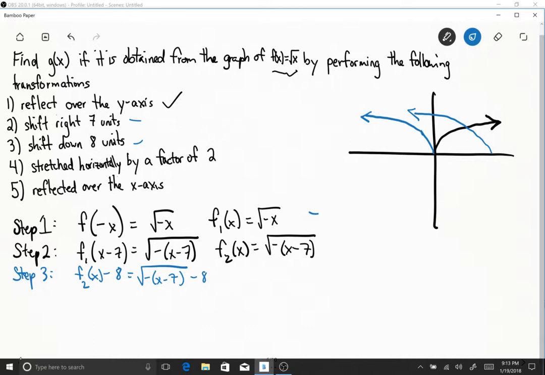That actually is, if you distribute that minus sign inside the parentheses, you get square root of negative x and then plus 7 underneath the square root. So the fact that I left that there is actually kind of useful. So now what that graph would look like, I shifted down 8 units, so go somewhere here, and then you get that same sort of looking graph. And we'll call this one f3 of x.